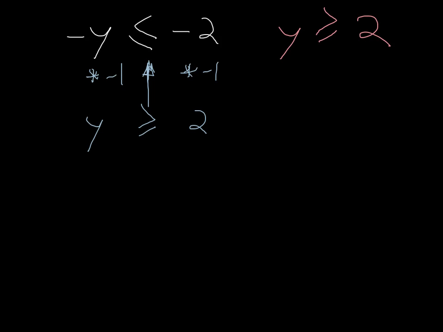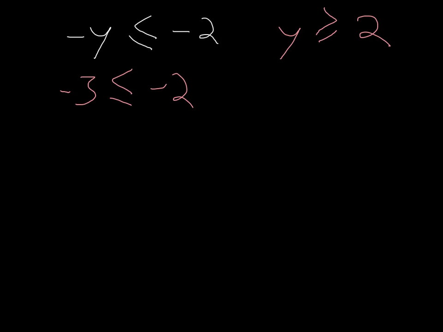So let's try plugging in some examples just to make sure. If I plug in 3 for y, then on the left-hand side, I'll get negative 3 is less than or equal to negative 2. Is that correct? Yes, it is. If I go on the right-hand side and plug in the same number 3 for y, I get 3 is greater than or equal to 2. Is that correct? Yes, it is, because they're the same inequality.